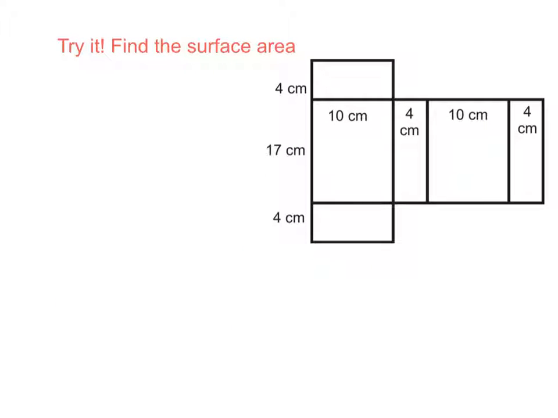Now, this one's a little bit different because it is in the shape of a net. You'll notice, though, you still have your matching sides. So this one and this one will be the same size. This one and this one will be the same area. This one and this one will be the same area. Then you just add them together. It's kind of like a composite figure that we did back in chapter 10. Go ahead and try it and then play the video to see how you did. Just check your work.